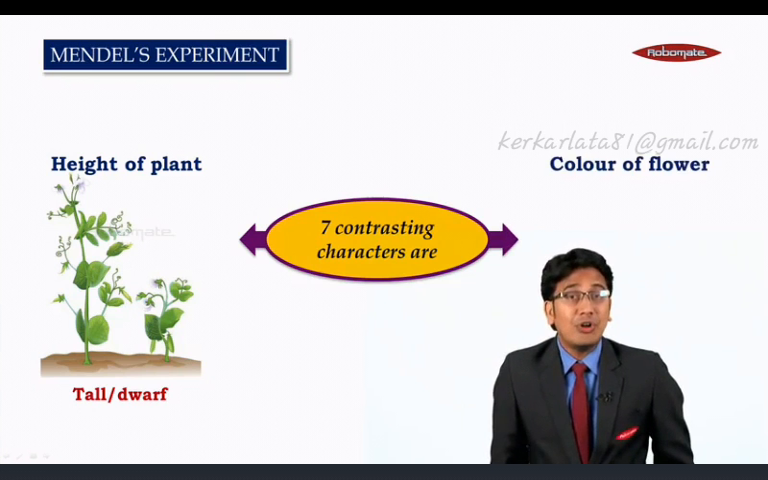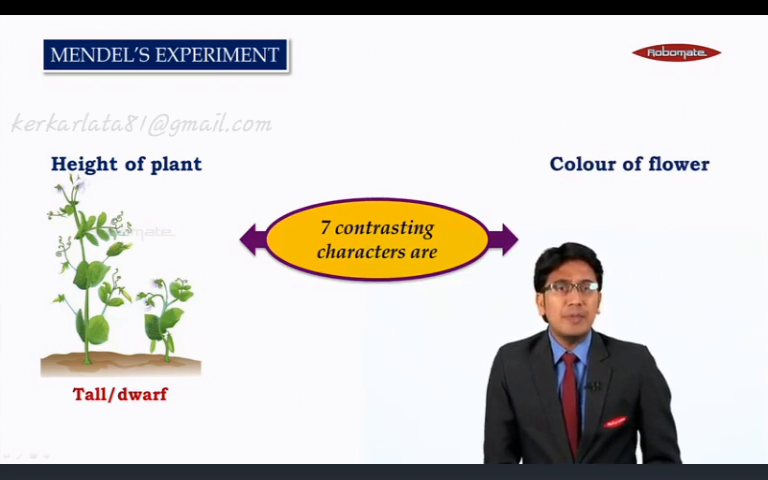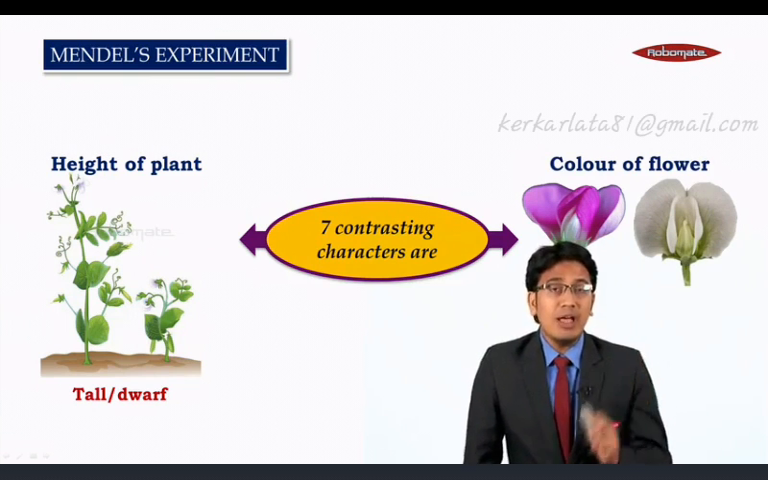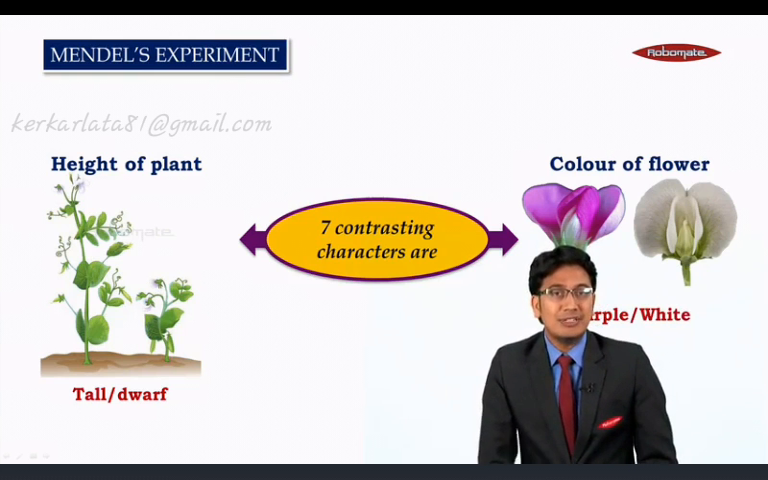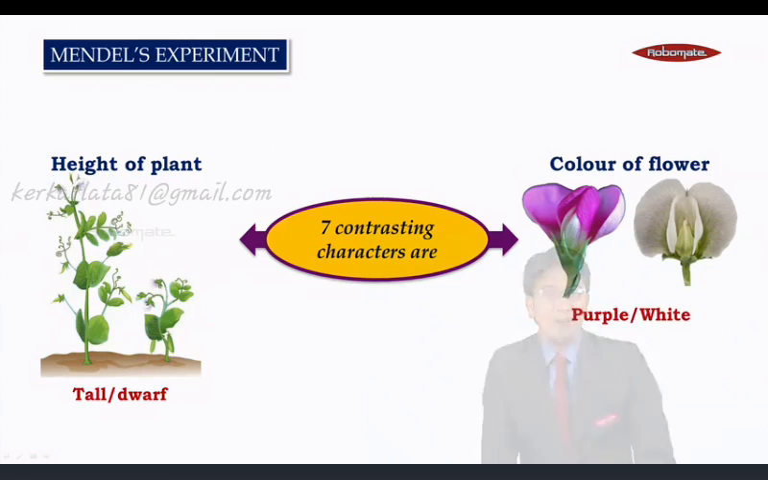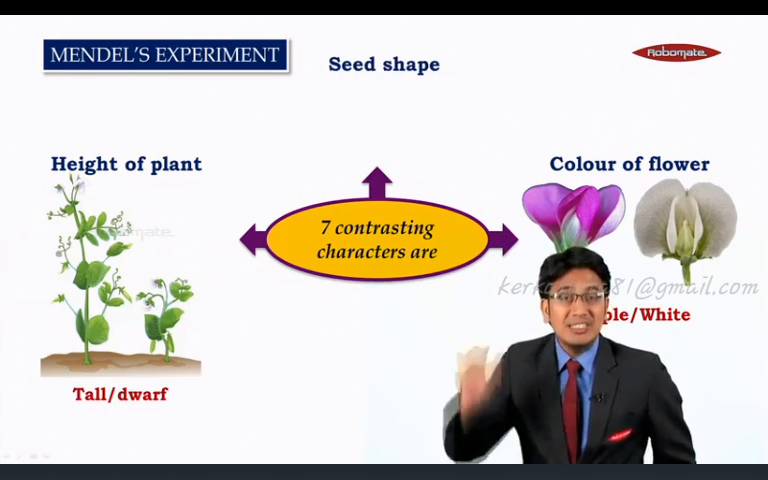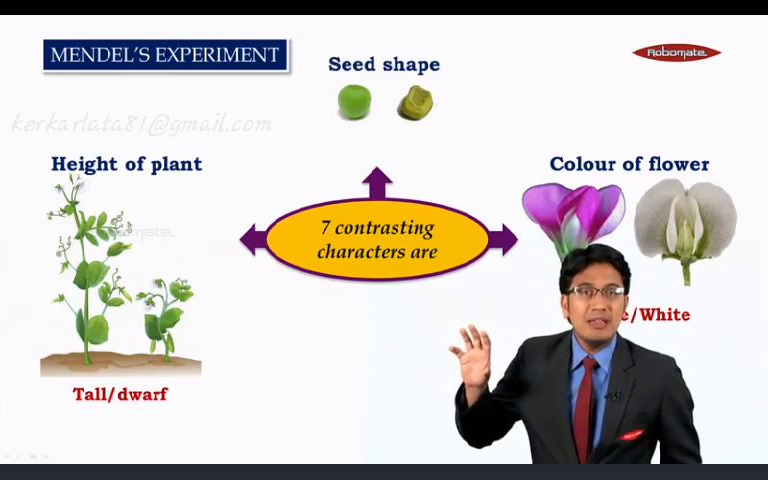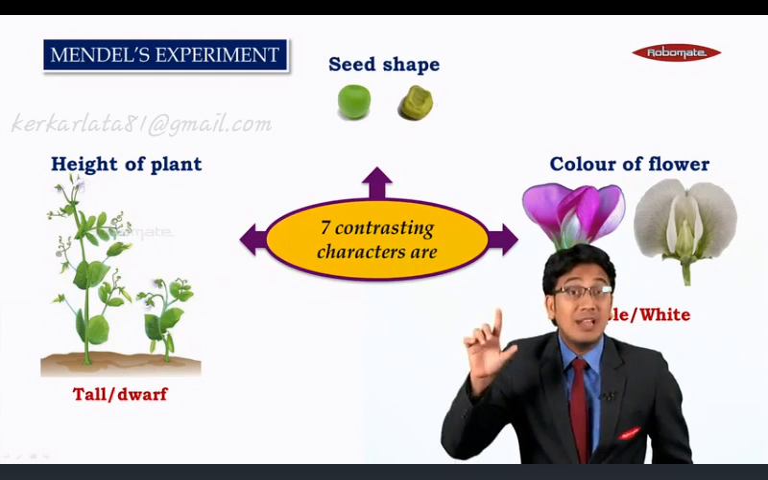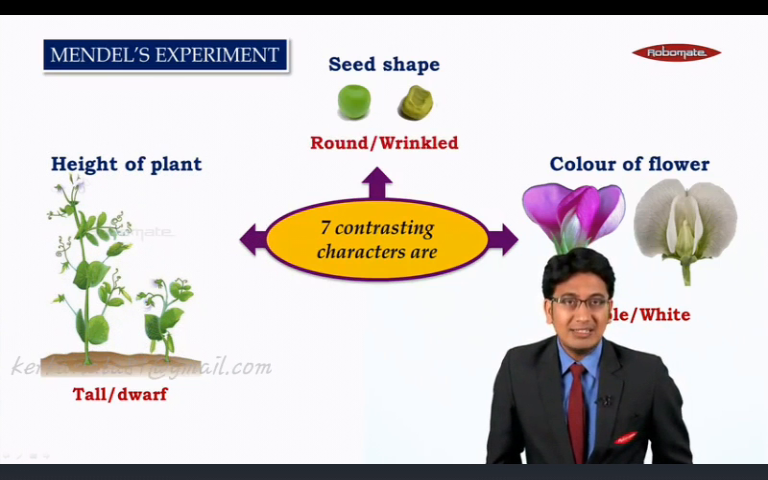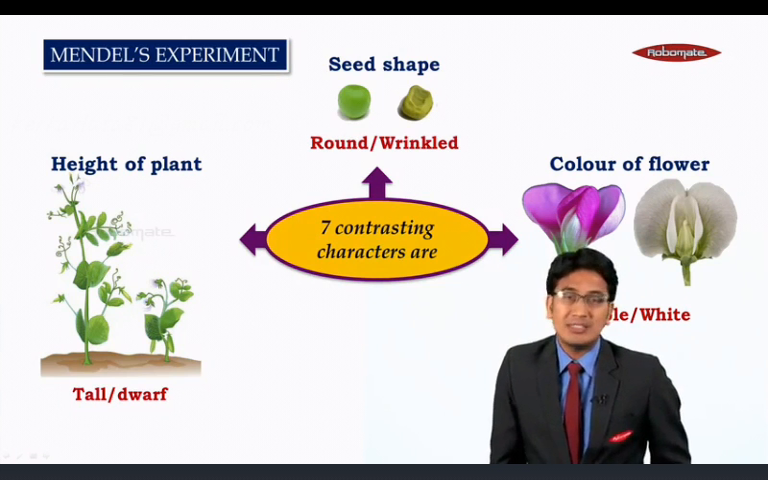Then he saw there are different colors of flower in the pea plants. He saw some flowers were purple, but some were white. So he again noted down the color of the flower, which was either purple or white. And then he moved on and saw a difference in the seed shape. He found some seeds are round, whereas some are constricted. He again noted down this, the third character in his book, which was seed shape. Some seeds were round and some are wrinkled.